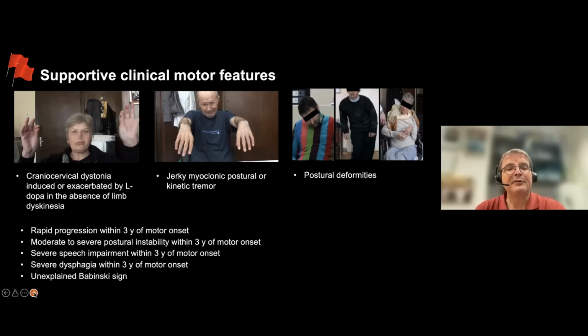Additional motor red flags include rapid progression within 3 years of motor onset that we have seen in the video of that young man with MSA-P, moderate or severe postural instability within 3 years of motor onset, severe speech impairment, severe dysphagia, and unexplained pyramidal signs. All of these are characteristic of MSA. They may not be very sensitive, but if present, they are very suggestive.